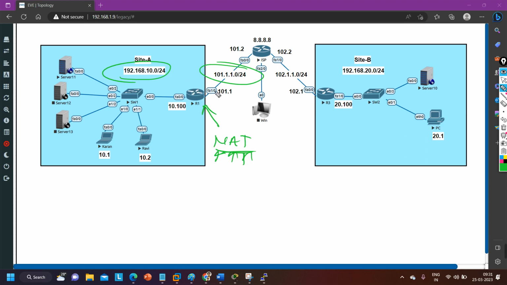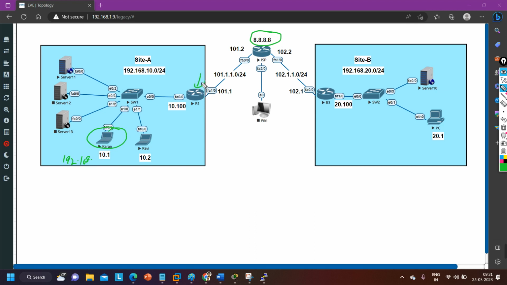What this router will do: suppose the IP address of the current computer is 192.168.10.1. Whenever Karan wants to reach the internet, 8.8.8.8, it will forward traffic to its default gateway, yes or no? The source IP address will be 192.168.10.1, and the destination IP address will be 8.8.8.8.